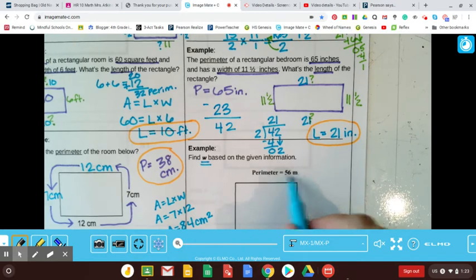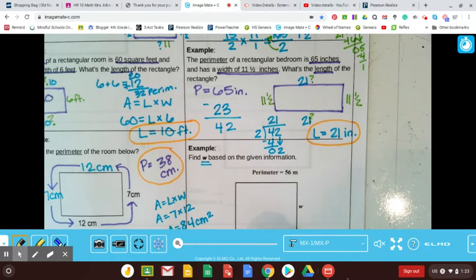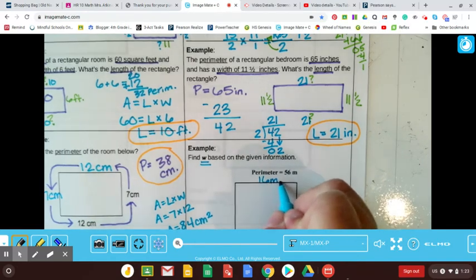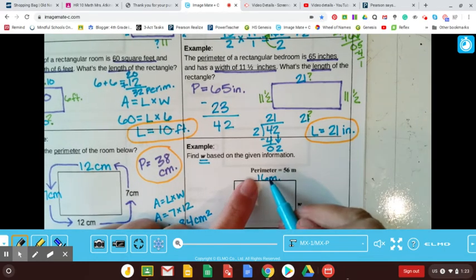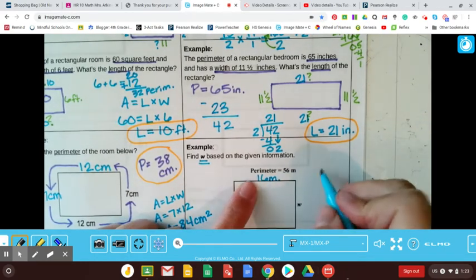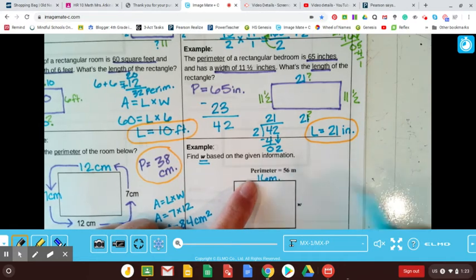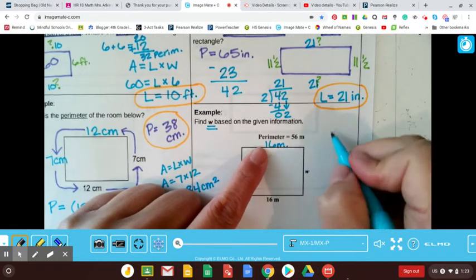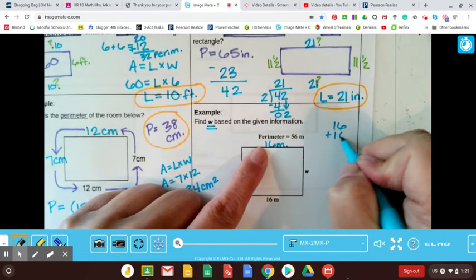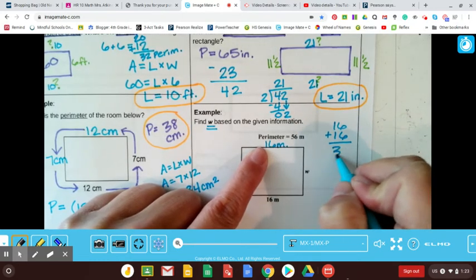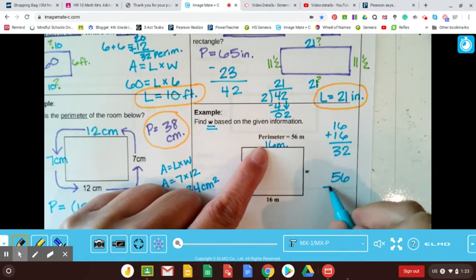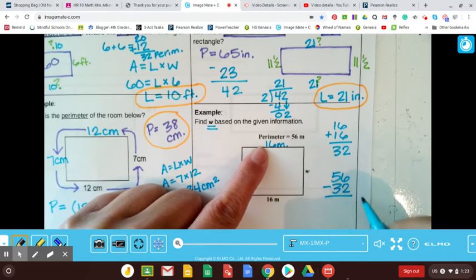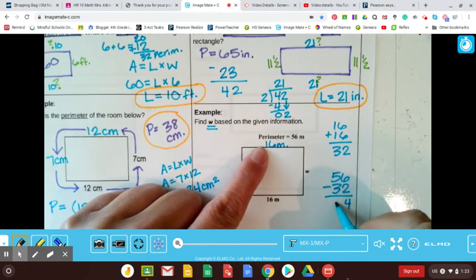So they tell us the perimeter, which is the amount outside. They give us the length. So if this is 16 meters, then this is 16 meters. Whatever this guy is, this guy over here. So I'm going to add together 16 plus 16 and then subtract it from 56. And then I'm going to divide by 2. So 16 plus 16, if I add that up, I'm going to get 32. So then I'm going to take 56, my perimeter, subtract 32, and I am going to get 24.